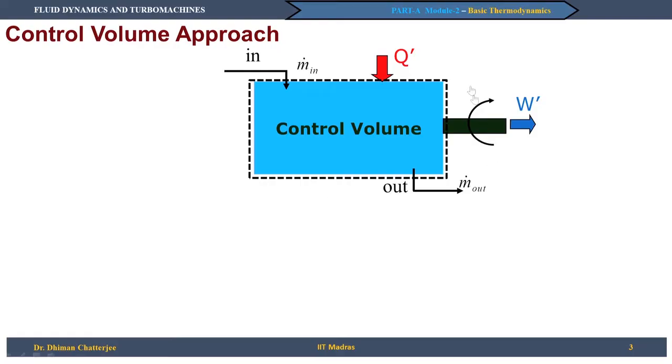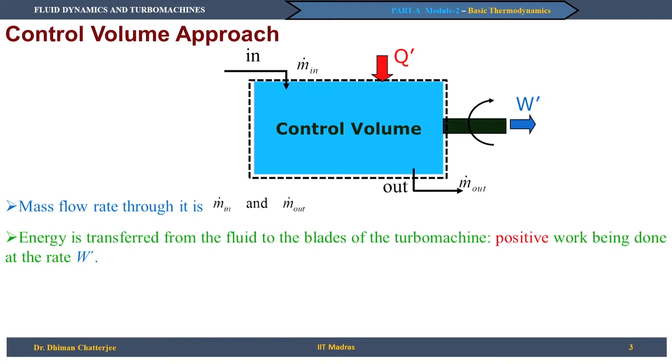I just want to know what crosses the surface given by this dashed line, which is the control surface, and what is the net change. So, with this description, we can say that the mass flow in any control volume can be m dot in and m dot out. We can have the energy transfers, which are given by our convention: the work is done by the machine, which is W prime. Please note that we are talking about W prime, which is the rate of work done, and we have taken it as positive, but turbomachines need not always produce positive work.